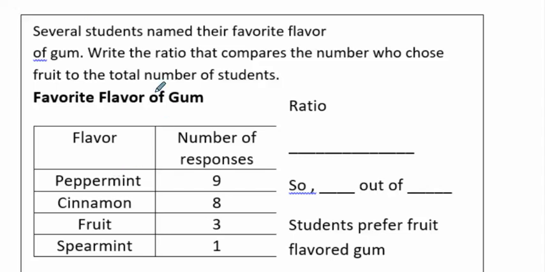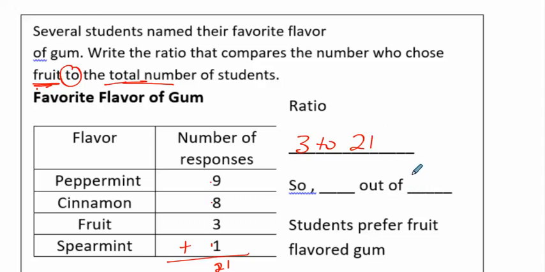In a word problem here. Several students named their favorite flavor of gum. Write the ratio that compares the number who chose fruit to total. Okay, you look for that word to. That's what we're comparing, fruit to total. So simply go down, look at fruit. So 3, and then it says total, so that means you need to add up everything, including the fruit, because that is part of my gum. So that would be 10, 18, 19, 20, 21. So 3 to 21.